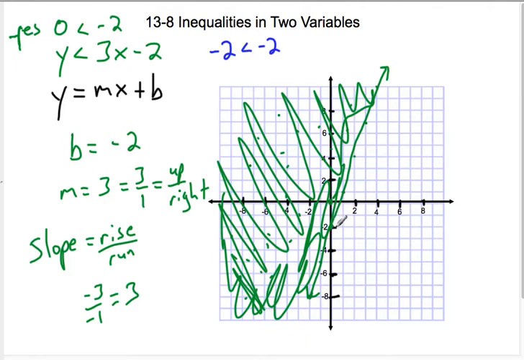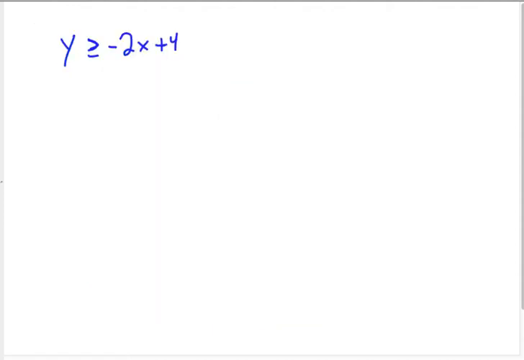So we realize that the line that we just made is actually not part of the answer, but it is a boundary. And so to show that it's not the answer, but it is a boundary, we make it a dotted line. So I'll do that by just erasing. And you can do that with your pencil as well. So you can make the straight line and then erase. Let's do some more examples.